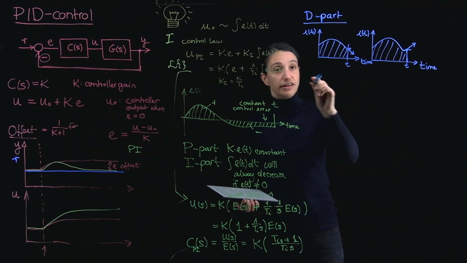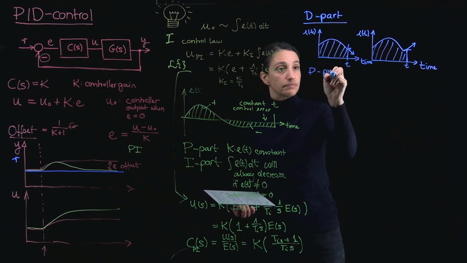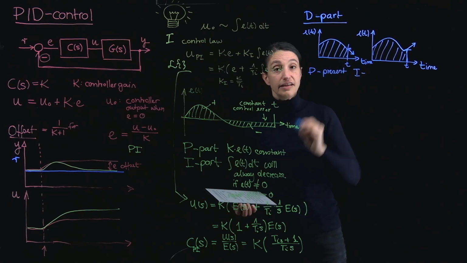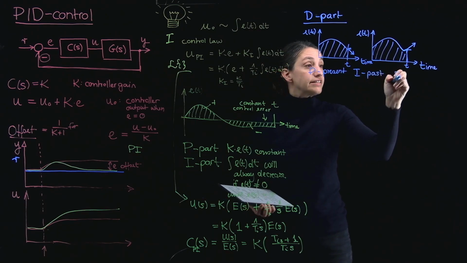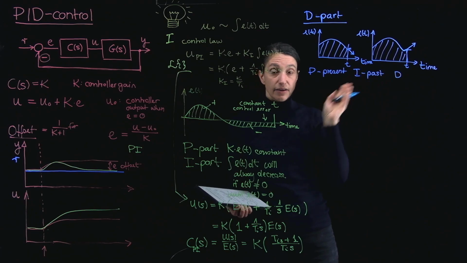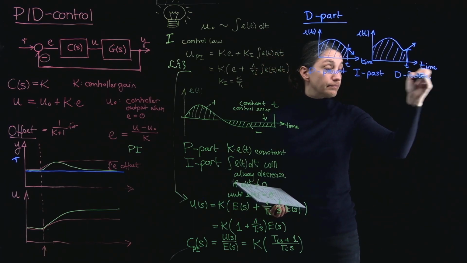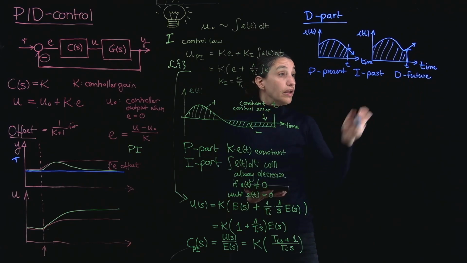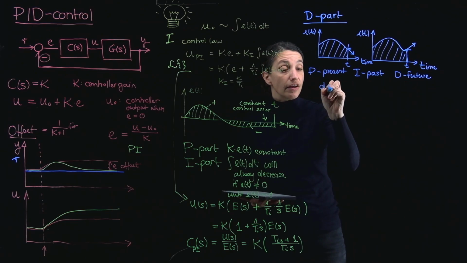So again, to recap, P is the present value. I is the integral, that's the past. And D is looking where am I heading, in what direction am I going, and that is the future. Okay. So now we capture this D by looking at the derivative, dE divided by dt.